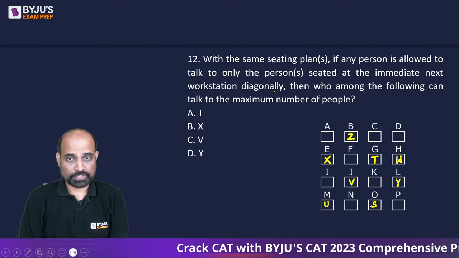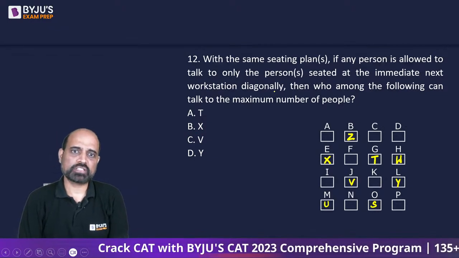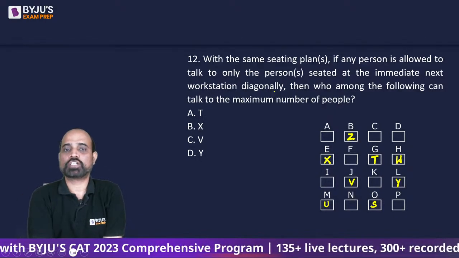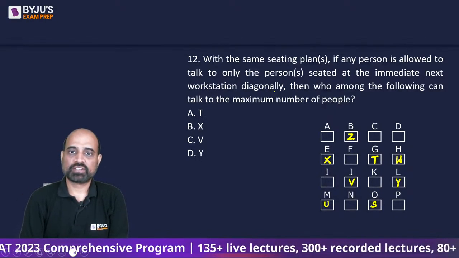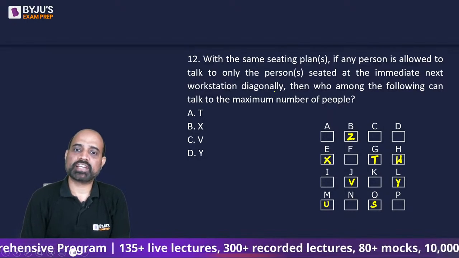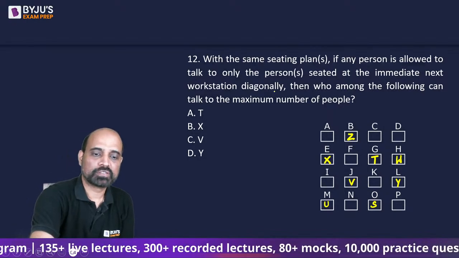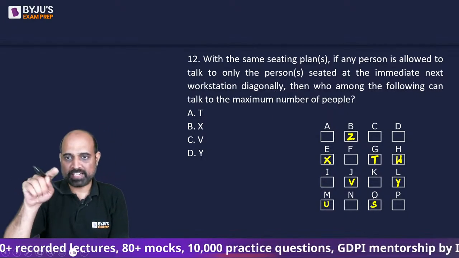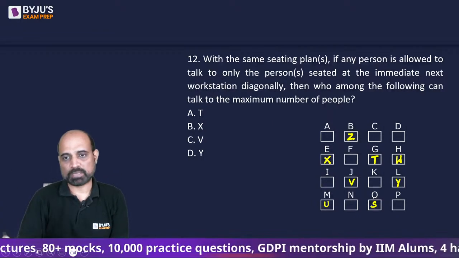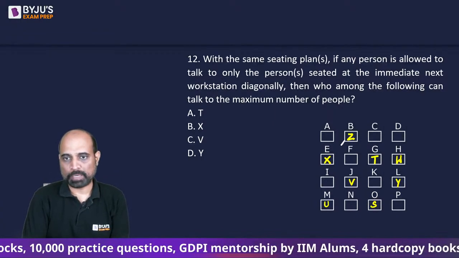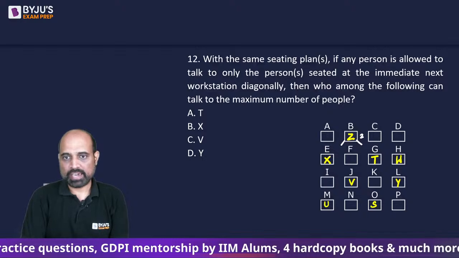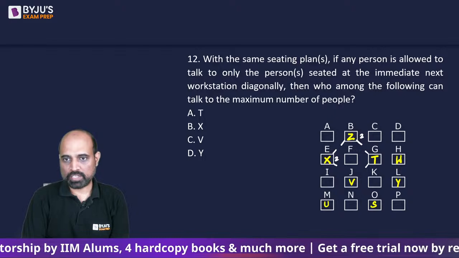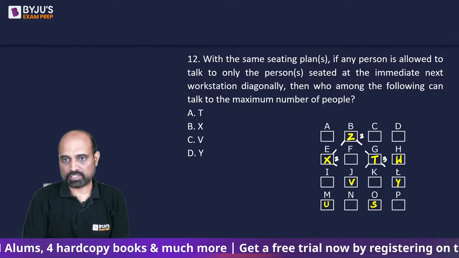Next, with the same seating plan or plans, if any person is allowed to talk to only the person sitting at the immediate next workstation diagonally, then who among the following can talk to the maximum number of people? ठीक है. So we have to find that particular person जिसके diagonal में सबसे ज़्यादा है. So Z has got 2 people in the diagonal. X has got 2 people in the diagonal. T has got 1, 2, 3 people diagonal wise.